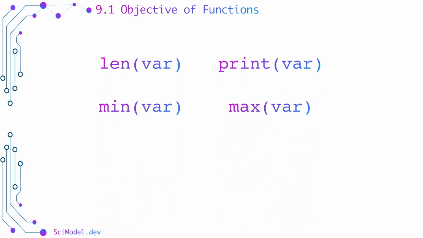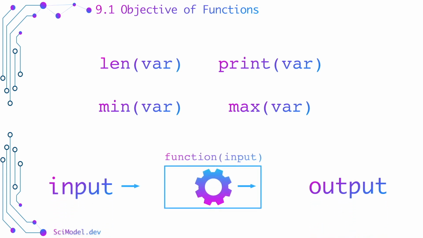So far, we have used many functions such as len, print, min, max, etc. The reason why they are called functions is that they are used to perform a specific task. Generally speaking, a function takes an input, processes it and provides an output dictated by the inner algorithm of the function. Let us take an example with the function len.